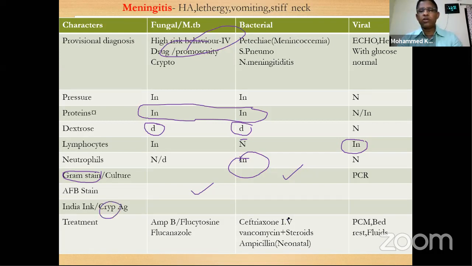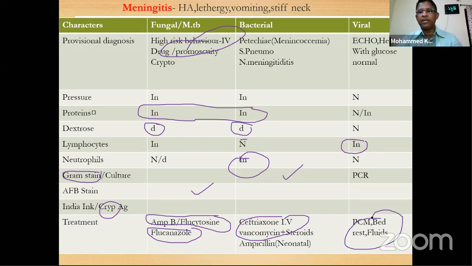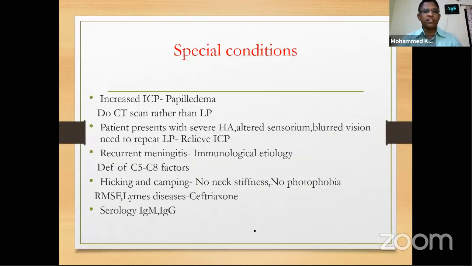Treatment, as I already told you, ceftriaxone or cefotaxime are the drugs of choice, third generation, in case of bacterial infection. In fungal infection, it is almost a systemic infection already. You start with amphotericin B or flucytosine because it's a systemic manifestation. But once you see the patient is recovering, then go for oral fluconazole. In case of viral, nothing doing; if the patient has fever, give him paracetamol, bed rest, and start him on just IV fluids. So we have already discussed this.